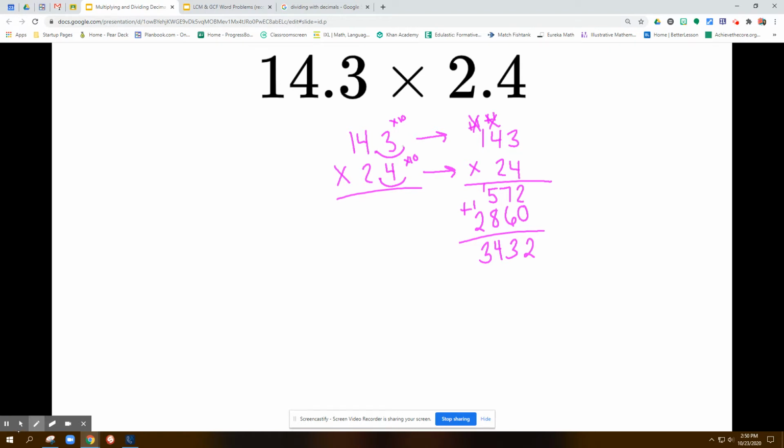rid of. So since I moved them 1, 2 total spaces to the right, I have to go back 1, 2 total spaces. So down in your answer, 1, 2, and your decimal point should go right here. So your answer was 34.32 or 34 and 32 hundredths.